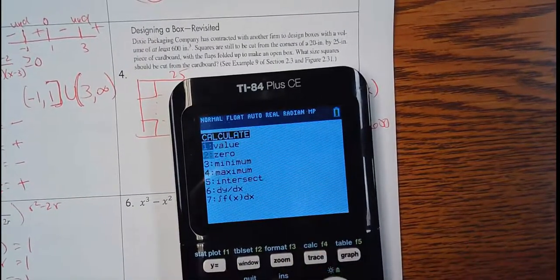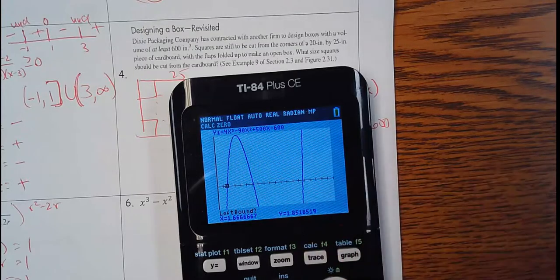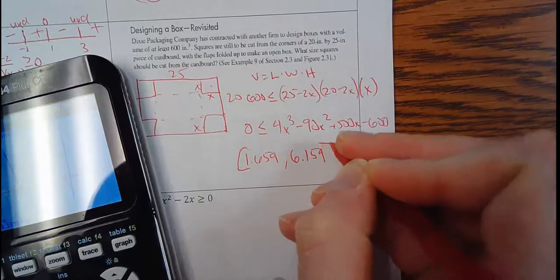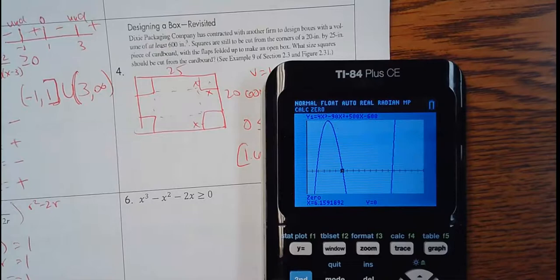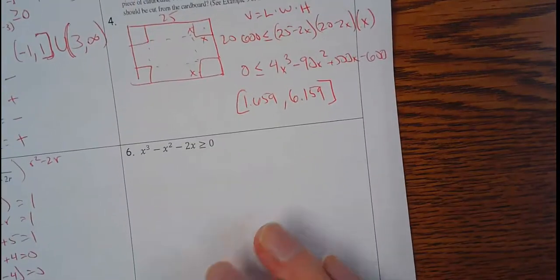So second calc zero. Again, let's see, 2, 3, 4, 5, 6. It's between 6 and 7. So left bound 6, right bound 7. So 6.159. That would be included. I'm rounding to 3 decimal places. If Math Excel asks you, just round to the appropriate number of decimals.